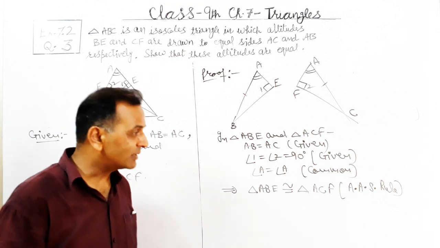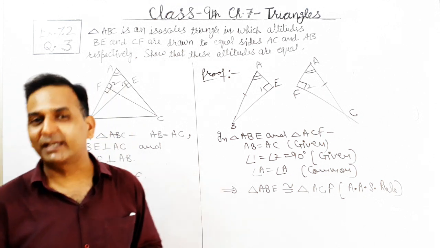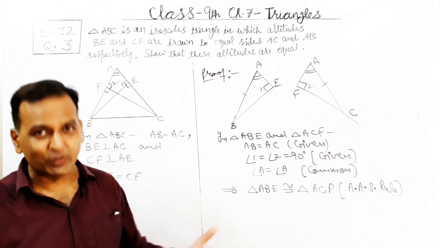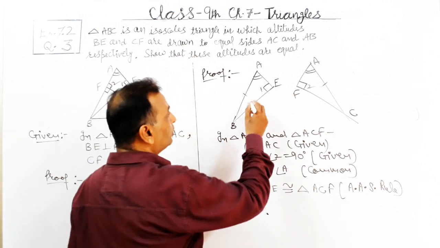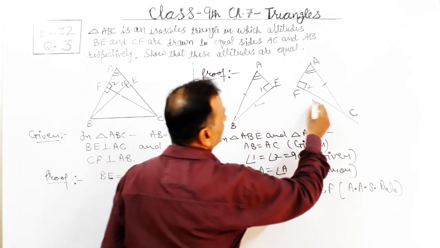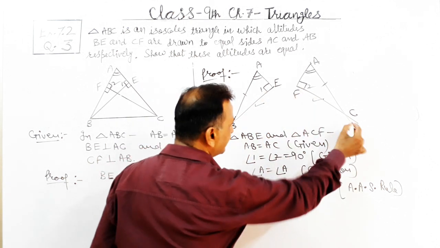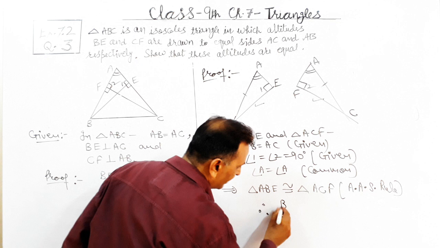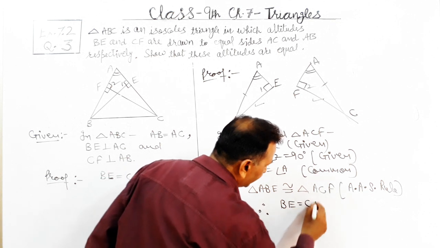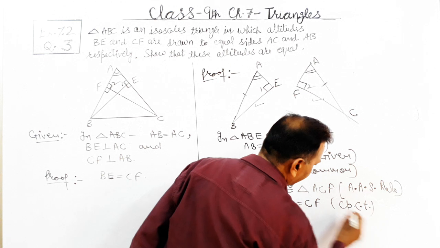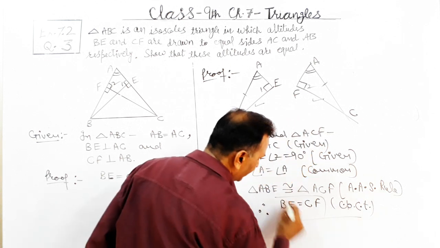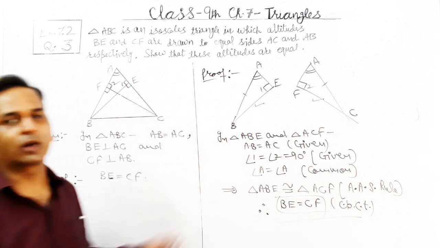Okay, so using this angle side congruence criteria, these two triangles are congruent now, and therefore by CPCT the remaining parts, this side BE and CF of these two triangles, can be called equal to each other. BE equal to CF by CPCT. That's all. So this is the final result. We can see it's a very small question.